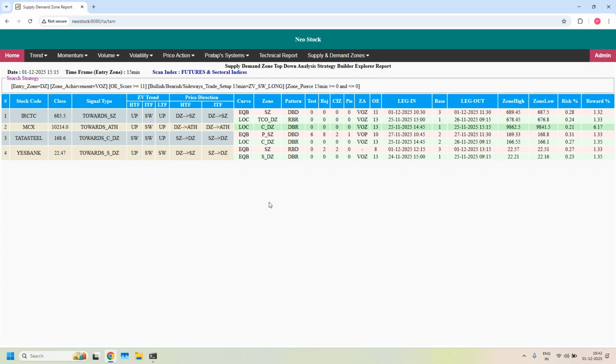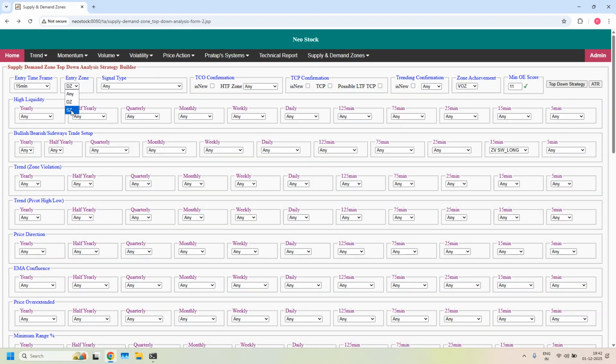Okay, next, sideways short trade setup for daily income trade. Changes are 15 minutes demand zone, entry time frame zone, and here I am selecting bullish, and the minimum odd and enhanced score should be 12. Let's filter.